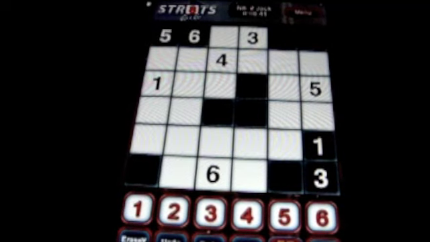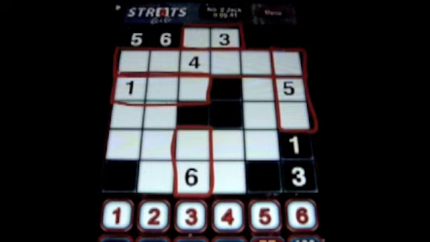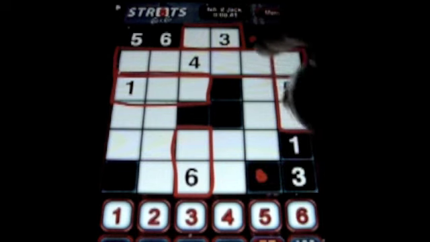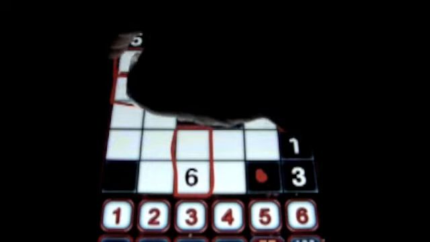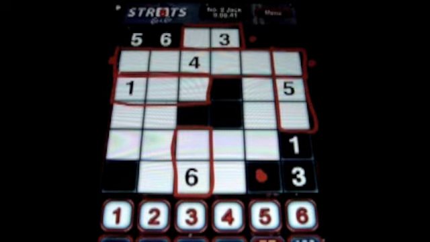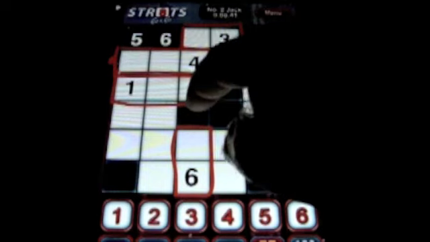Okay, let's solve a 6 by 6 straights. There's three types of compartments you can encounter. They are black cell to black cell, outer edge to outer edge, and the last one is black cell to outer edge.